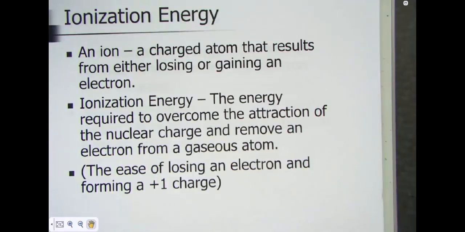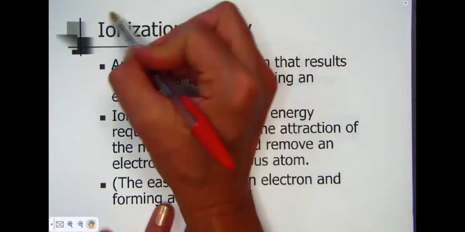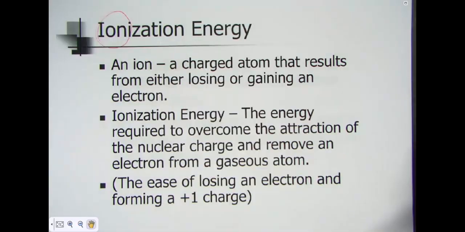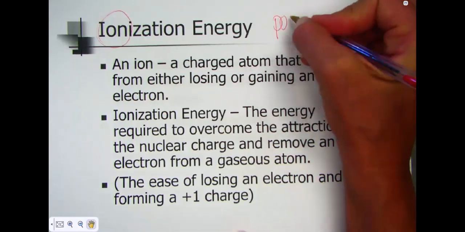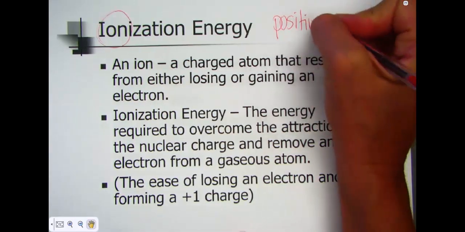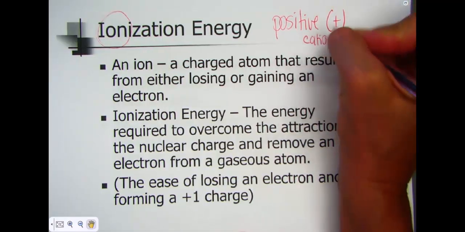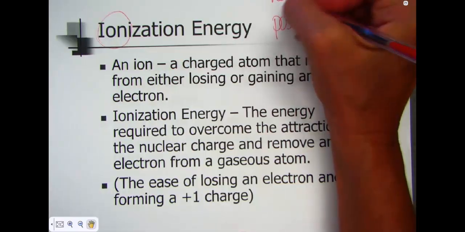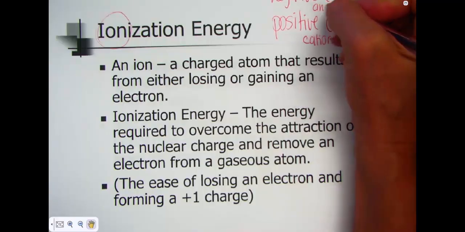Let's talk about a second periodic trend, the term ionization energy. Ionization, let's try and think about this root word ion. An ion is a charged atom that results from either losing or gaining an electron. Positive ions are known as cations. Negative ions are known as anions.